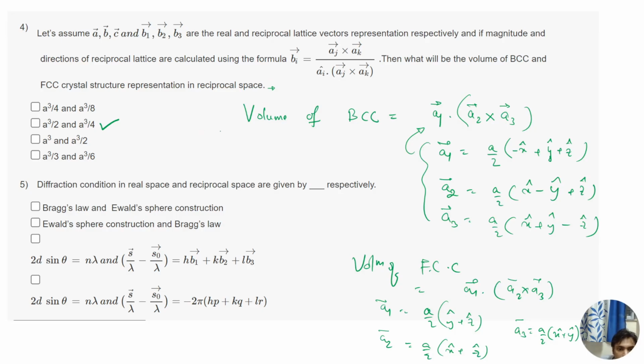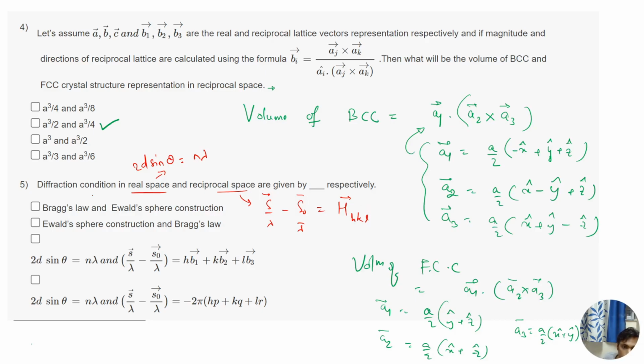Okay, so the diffraction conditions in real space and reciprocal space are given by, in real space we saw that it is Bragg's condition, 2d sine theta equal to n lambda. This is what we saw in the real space. And in the reciprocal space, what we saw is that s by lambda minus s naught by lambda has to be a reciprocal lattice vector. So these are the two conditions.